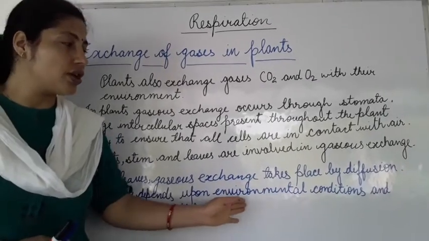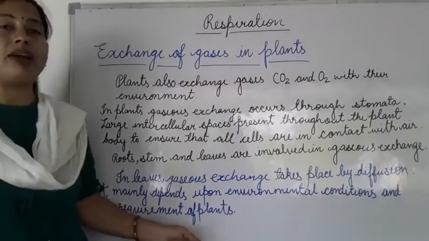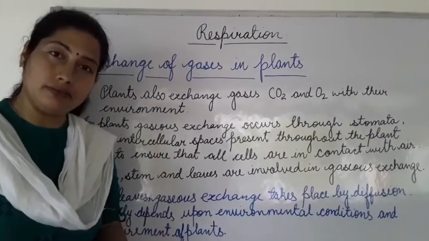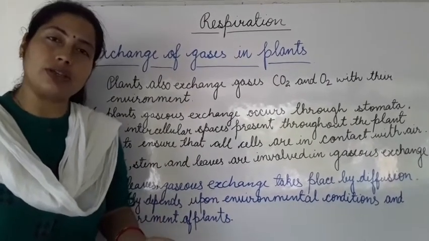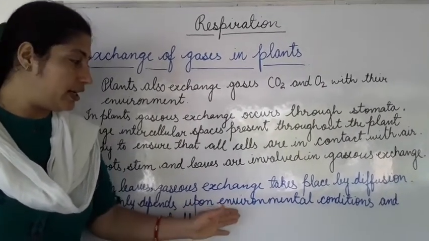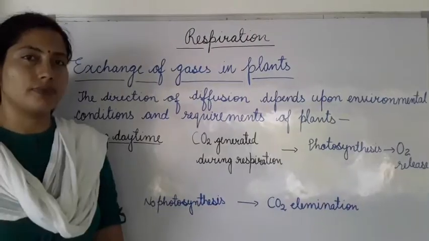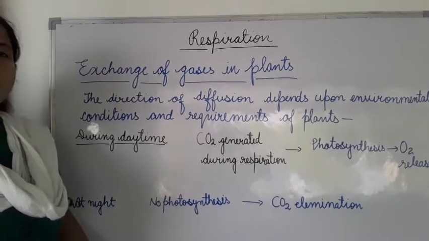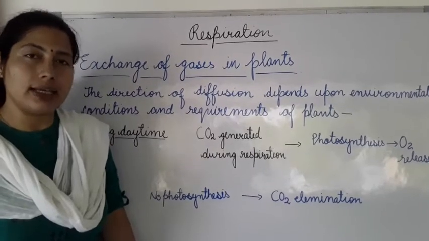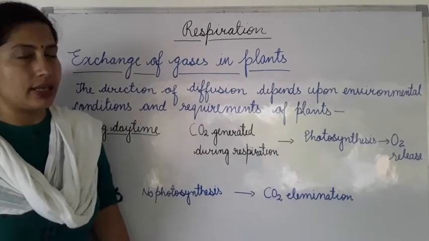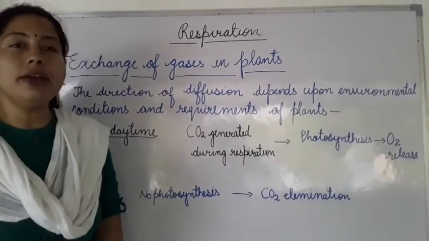And it depends on environmental conditions and the requirement of the plant. If the plant requires carbon dioxide or oxygen, then only exchange of gases takes place, and it depends on environmental conditions. And we will study about this now. So the direction of diffusion depends upon the environmental conditions and the requirement of the plants. And how? Let's study. During day, CO2 is generated during respiration.